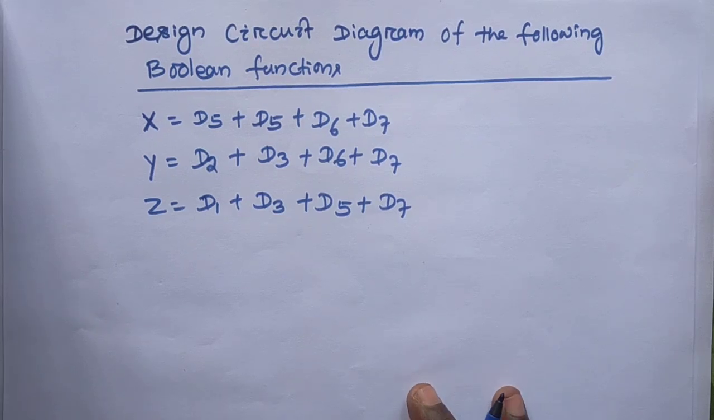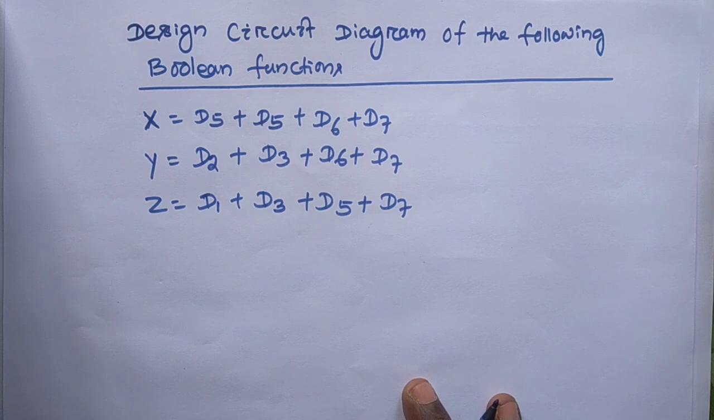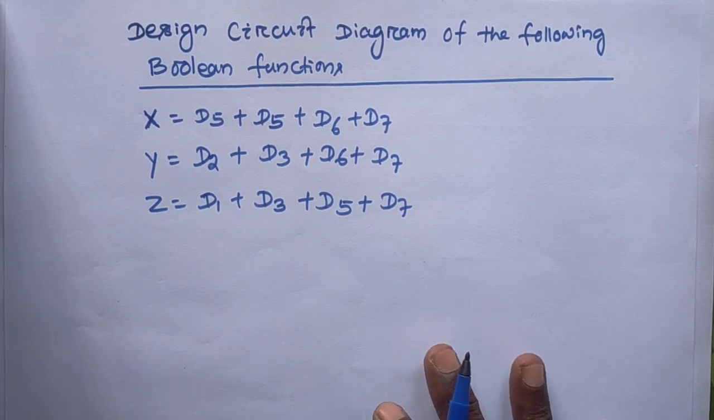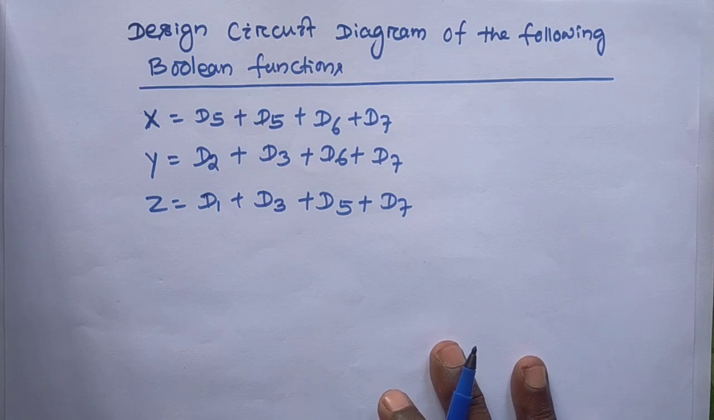Hello friends, today I will discuss designing a circuit diagram. One problem I will solve through designing a circuit diagram. That means some Boolean functions are given, and we have to design the circuit as per the Boolean functions. Okay, so the Boolean functions are given like this.